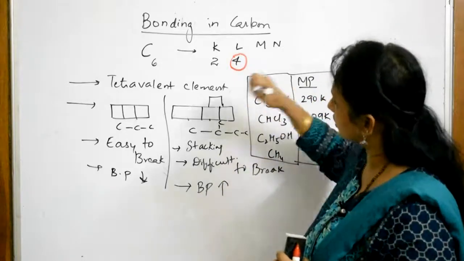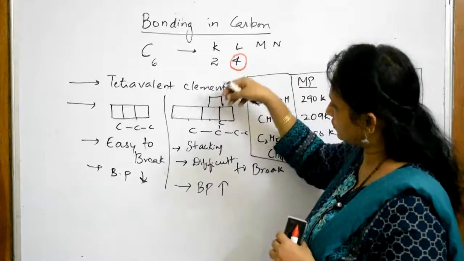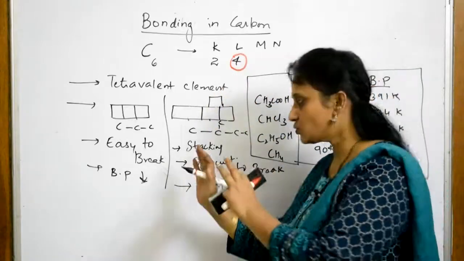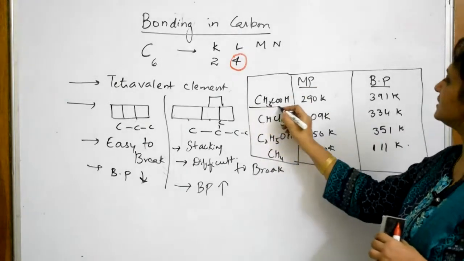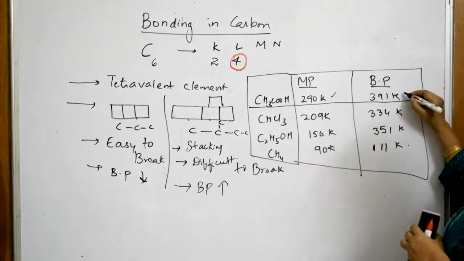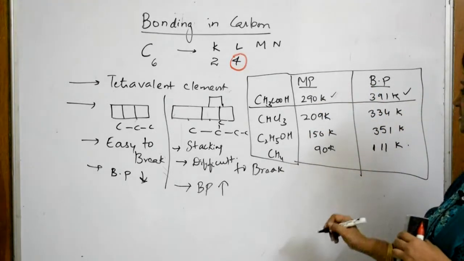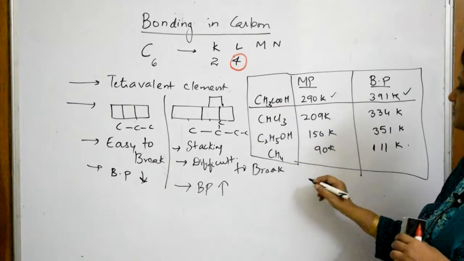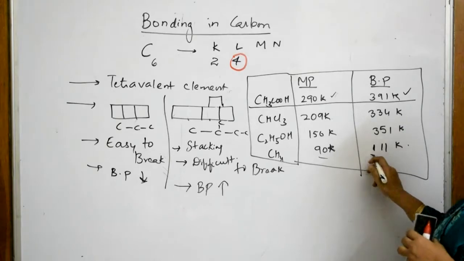It means I require a lot of energy, and only then can it break. That is what let us analyze here. Here what is happening? See here, acetic acid melting point is maximum, 290, and 391. It is maximum compared to everything. So first, let us see which is least. Methane melting point is 90 Kelvin and 111.